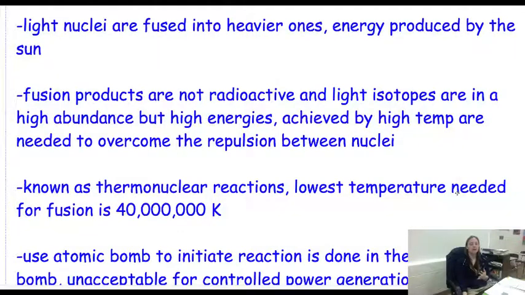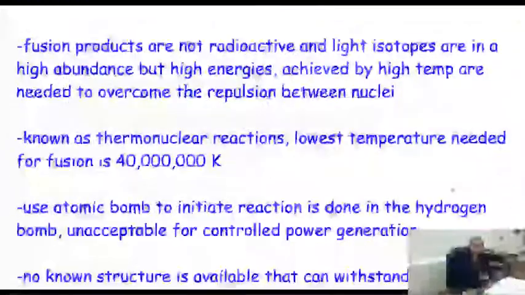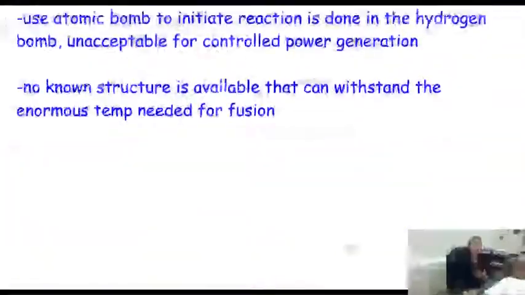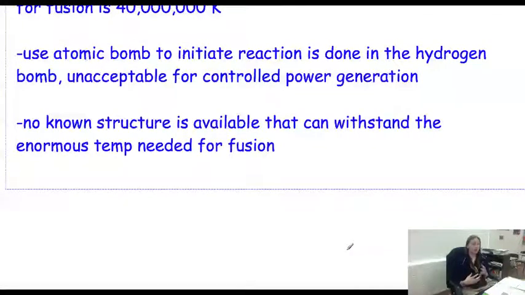We don't have anything that can actually hold that heat or generate that amount of heat. The only way they've come across to get that kind of heat is to use an atomic bomb to initiate the reaction. And that's just not an acceptable way to generate power. You can't use atomic bombs every time you want to generate some electricity. So that's not really working. And like I said, there's no known structure that's available to withstand these huge temperatures. Now they have some things called the tokamak, which is a structure that has a really high magnetic field, and that gets a temperature close to that, but they're still not there yet, which is why we do not use fusion yet. Still waiting on that one.